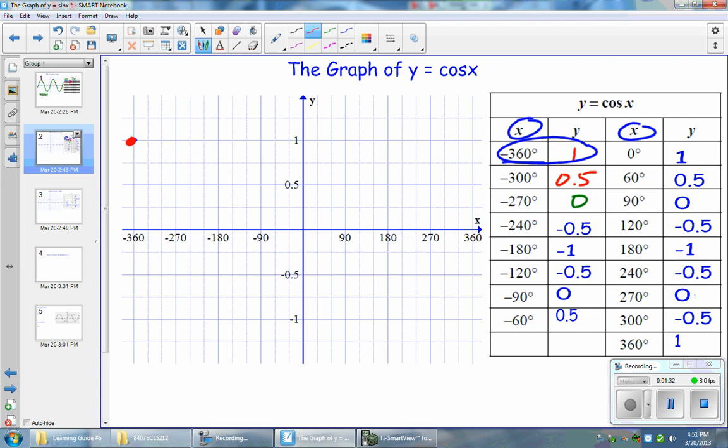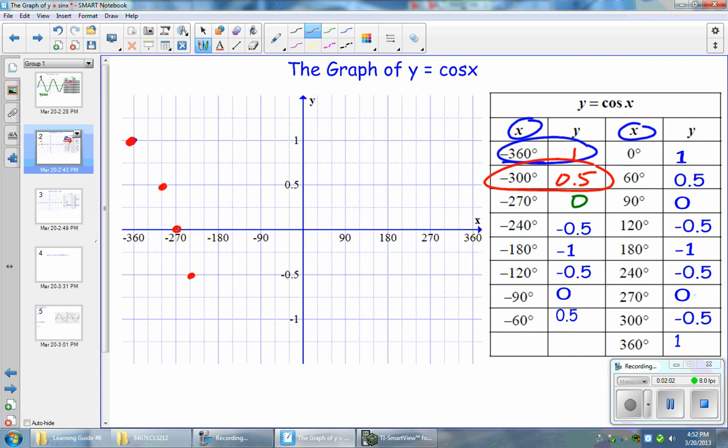Our next point is going to be negative 300, 0.5. So that's going to be located right here. Okay. Next point is negative 270, comma 0, which is going to be right at the x-axis, so right there. And if we keep going, we can go to negative 240, comma negative 0.5. So that's going to be right there.